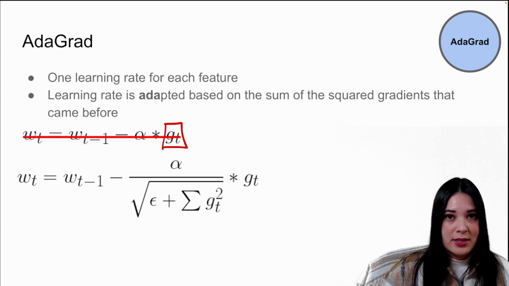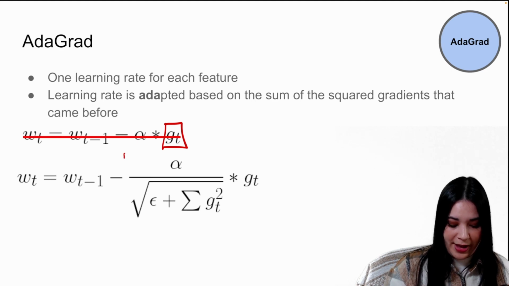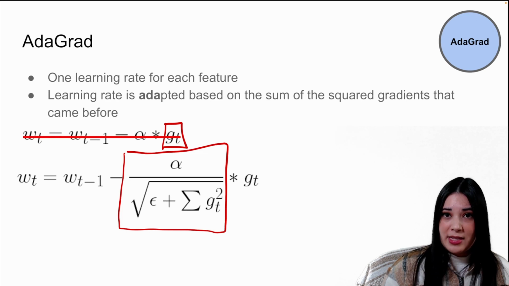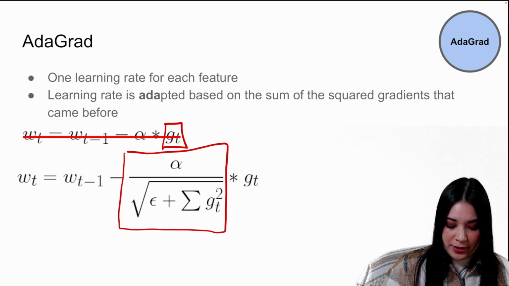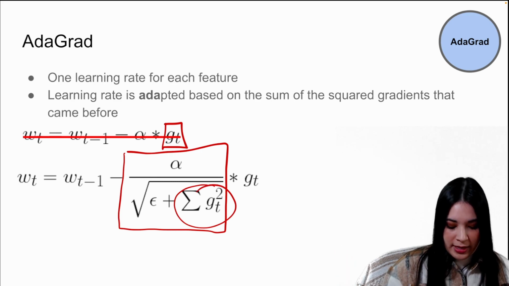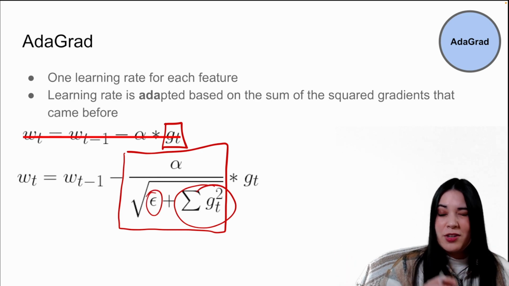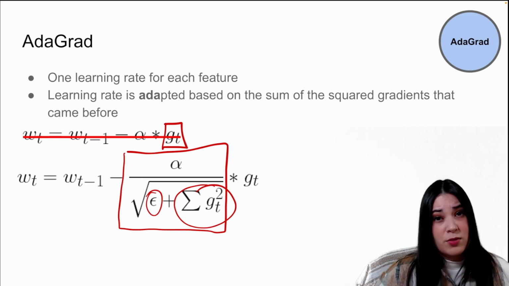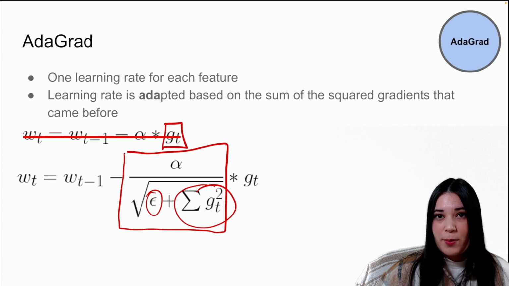Here you can see the change to our update rule does in fact affect the learning rate. What we do is we take our baseline learning rate alpha and we divide it by the square root of the sum of the squared gradients from all the previous steps. This little parameter here is just a very tiny number like 0.0001 that prevents us from dividing by 0 at the beginning of our process.